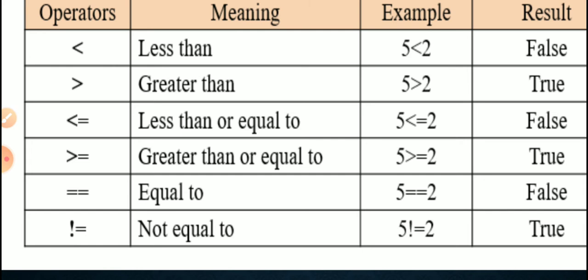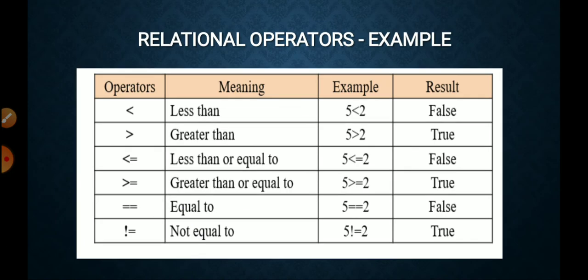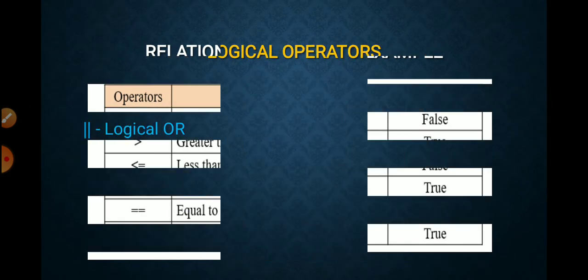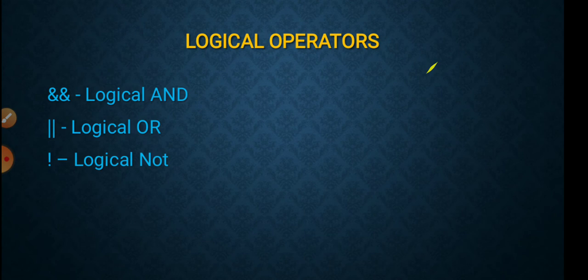See the next one. Not equal. 5 not equal to 2. Yes, 5 is not equal to 2. So the result is true. Okay. So these are the relational operators. See some logical operators also.